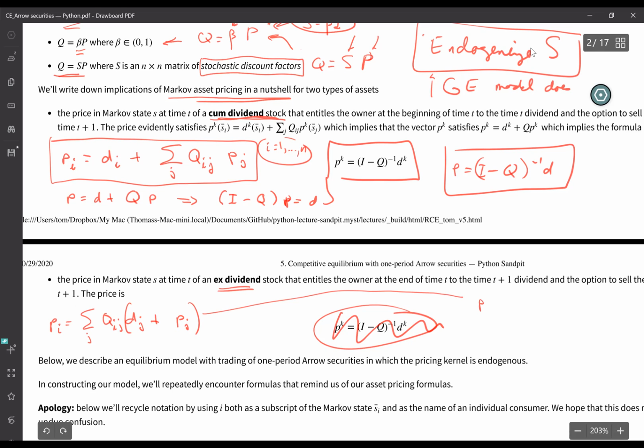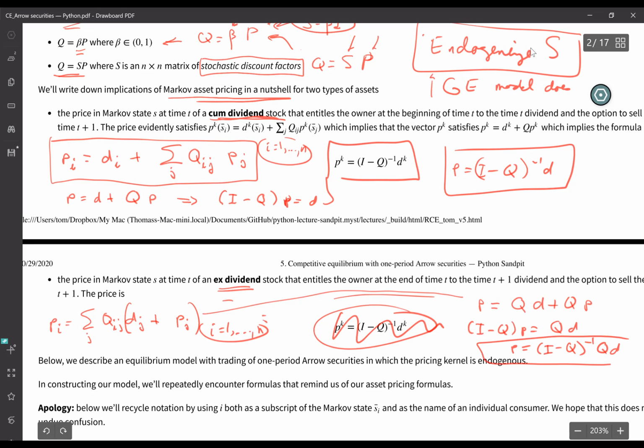I get P, that's a vector now, equal to Q times D plus QP. I just multiplied that out, if you'll notice. It went from 1 to n, so I stack those up into this vector, and now I get I minus Q times P is equal to QD, and finally I get P equals I minus Q inverse QD. So that's the price of an ex-dividend stock.